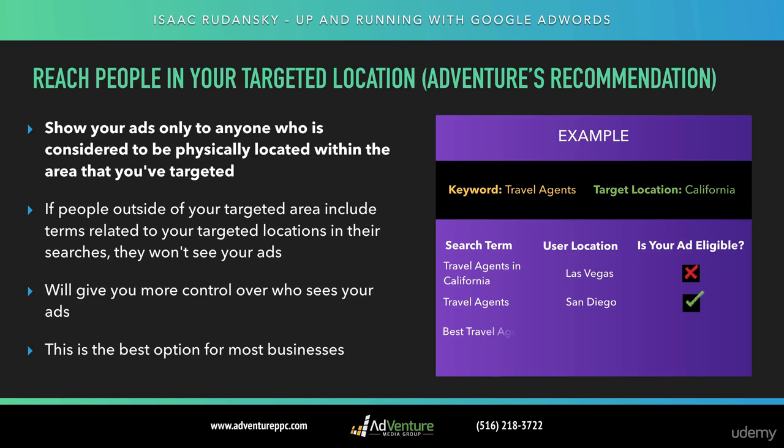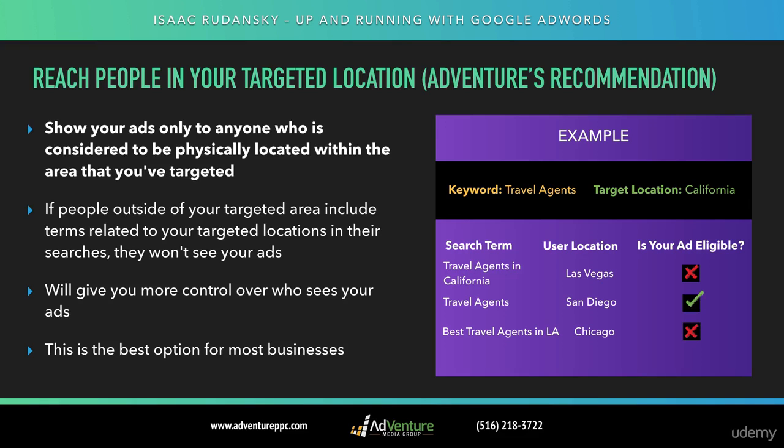Say someone searches for best travel agents in LA, in Los Angeles, another location inside California. They specifically are looking for your keyword and they're specifically showing interest in your targeted location, but they're in Chicago. What do you think? If you guessed that their ad would not be eligible to show, once again, you're right, because it's the exact same thing as the first example.